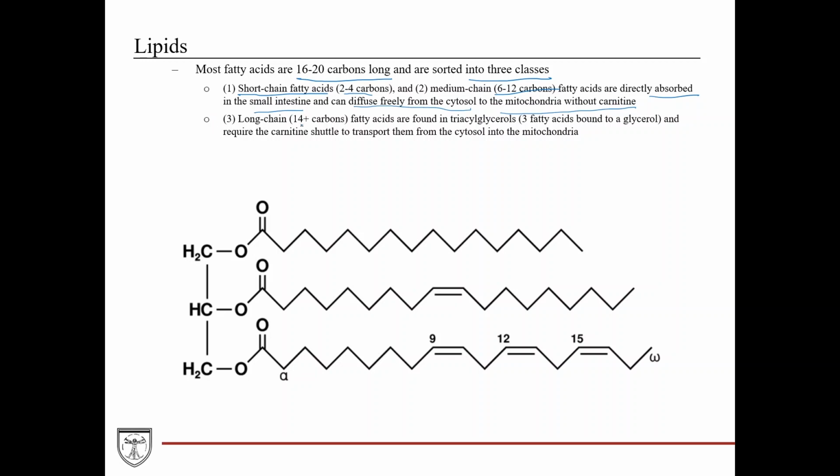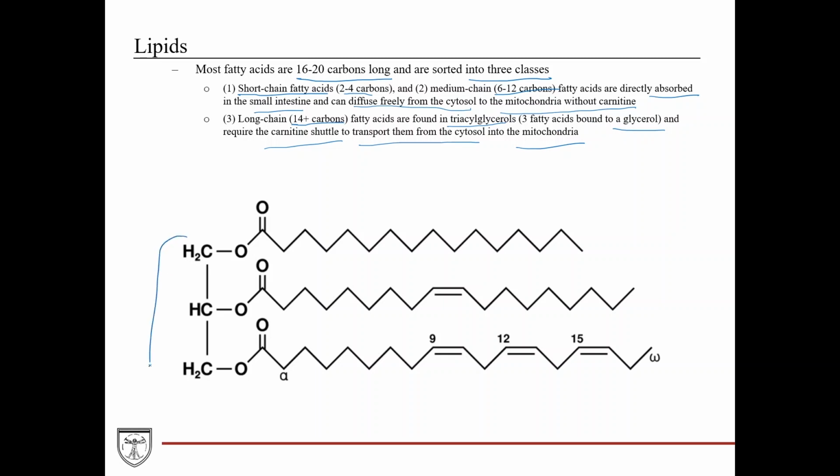Versus long chain fatty acids, which are 14 or more carbons, they are found in triacylglycerols or triglycerides, which are 3 fatty acids bound to a glycerol, and they do require the carnitine shuttle because they're not able to pass through the lipid membrane unassisted to transport them from the cytosol into the mitochondria. And the significance of that is that you would want to transport them to the mitochondria to undergo beta-oxidation, which is where you would break them down to then generate the energy you need from the fatty acids.